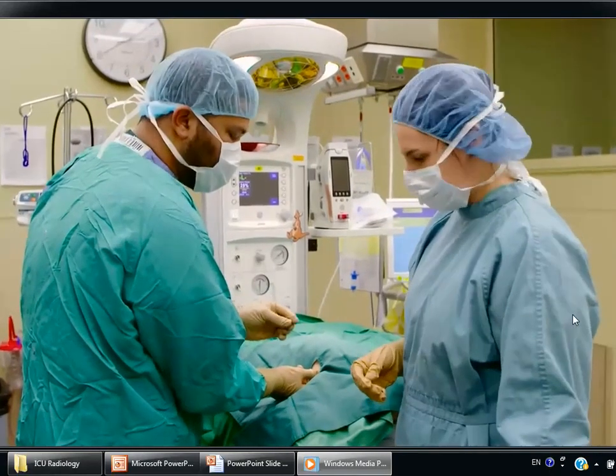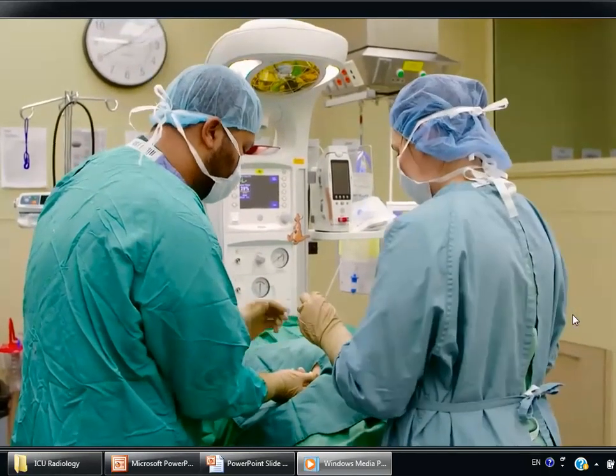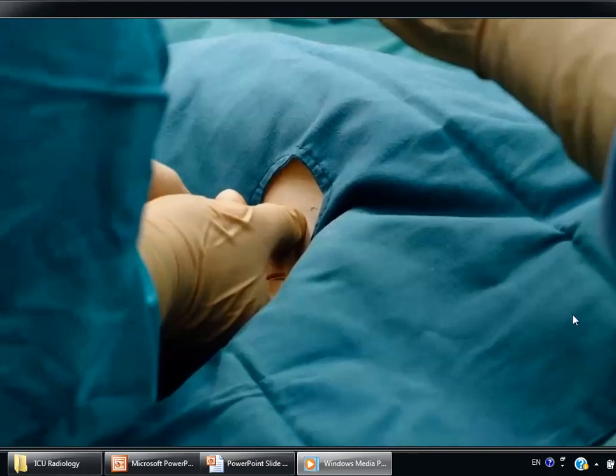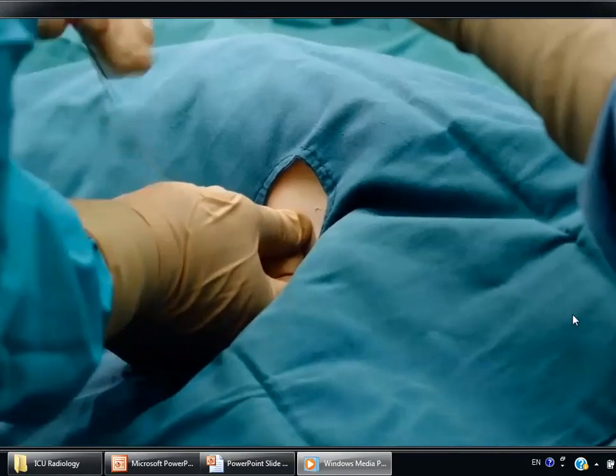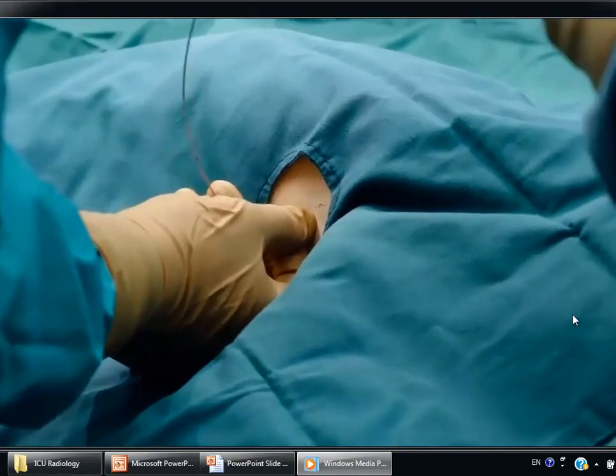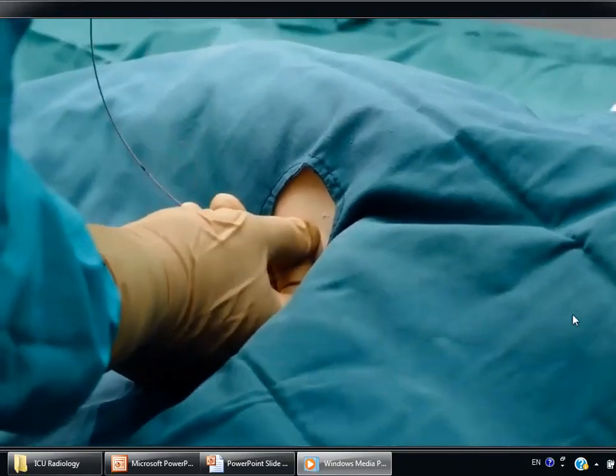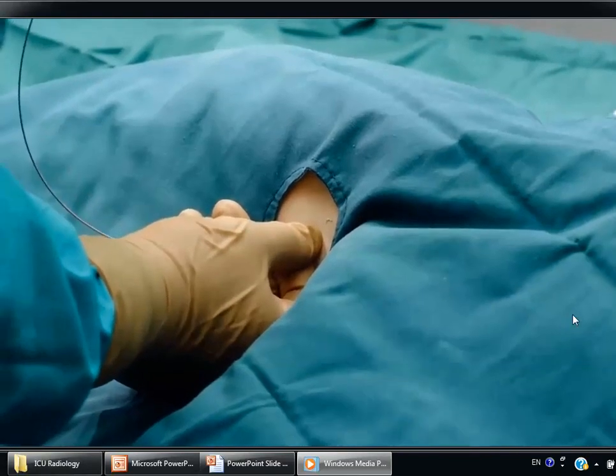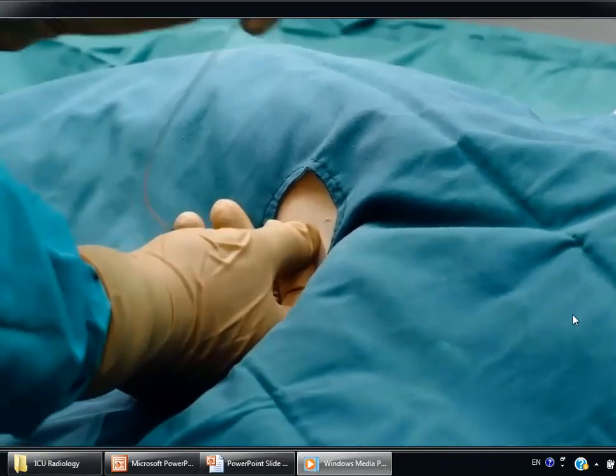Just to hold the end of the guidewire. Yeah, please. Stabilize the wire with one hand and remove the needle with the other. It is important to hold the wire in place and still at all times. Can you give me the dilator? Yeah, the smaller one.